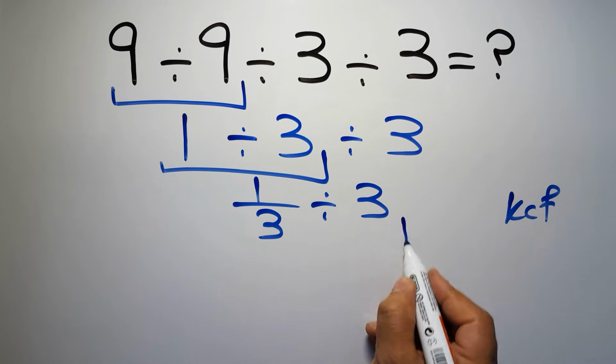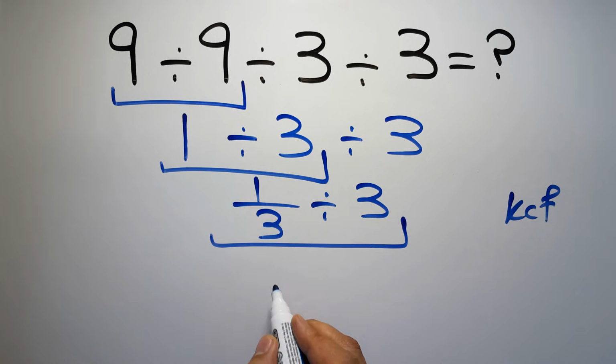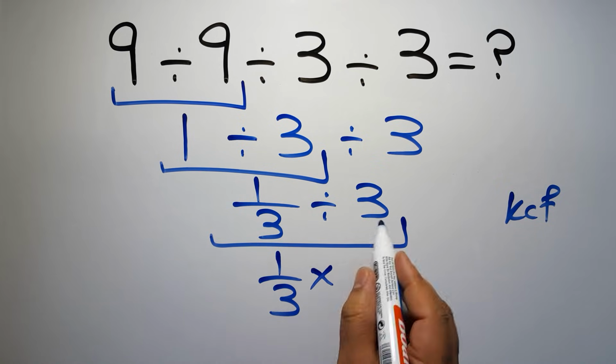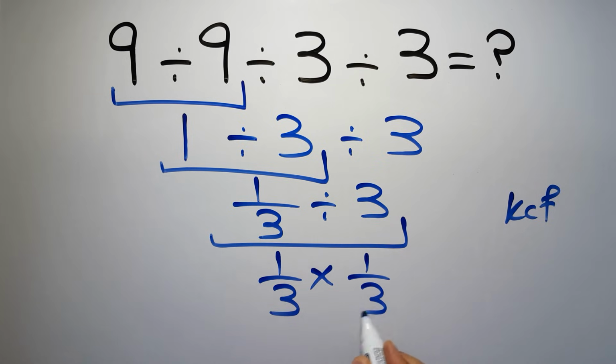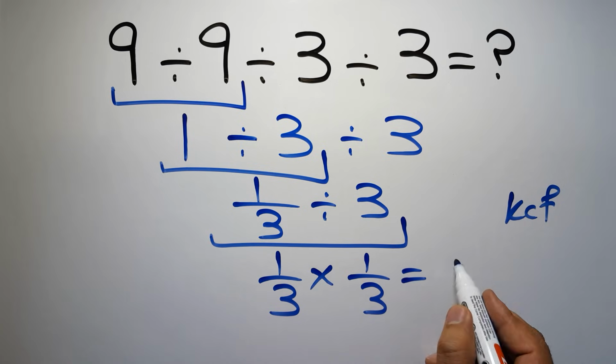stands for flip. We can write keep the first fraction, change division to multiplication, and flip the second fraction. So we have 1 over 3 times 1 over 3, which equals 1 times 1 gives us 1.